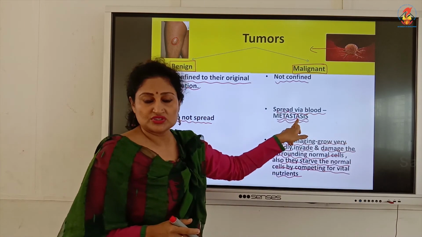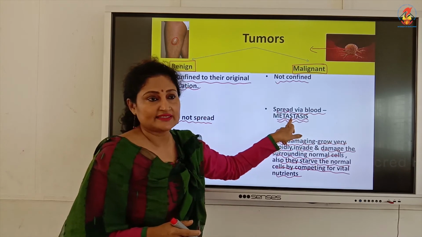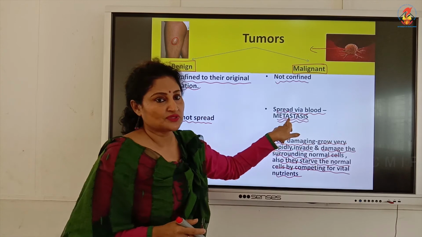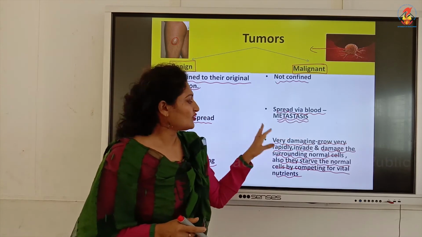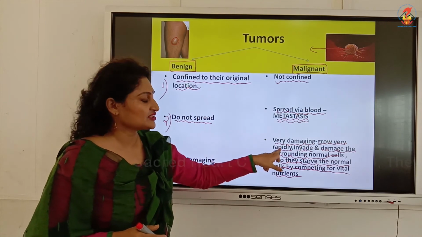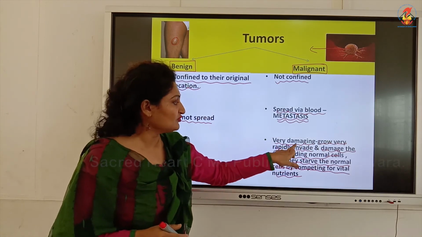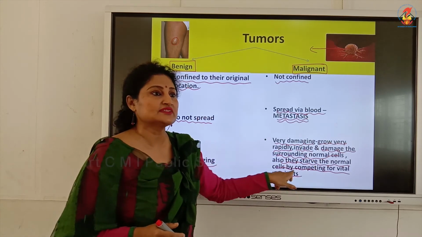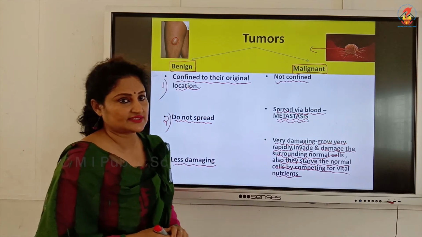That process, by which the malignant tumor spreads via the blood and forms new tumors, is called metastasis. Not only are they spreading, they are very damaging because they grow very rapidly. They invade and damage the surrounding normal cells and also compete with the normal cells for vital nutrients.